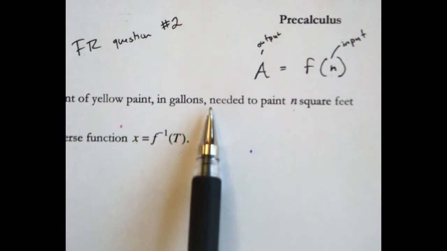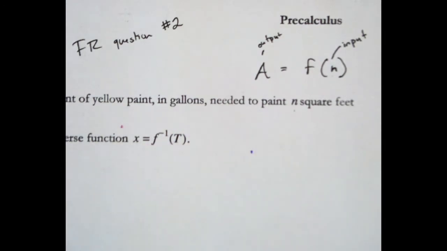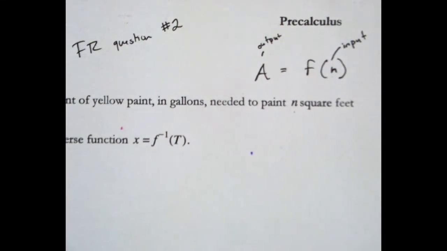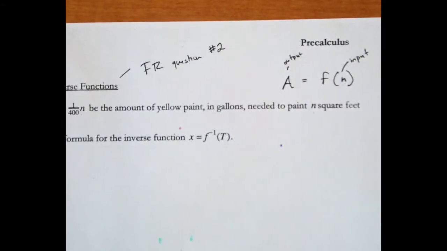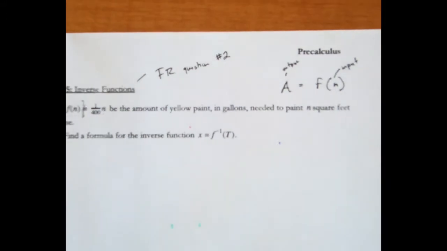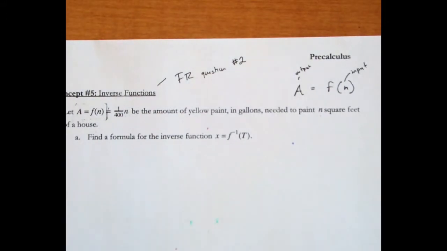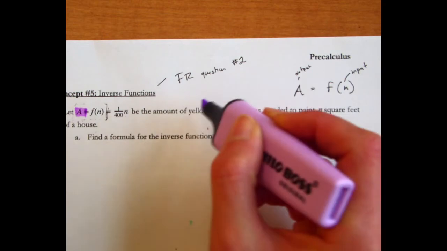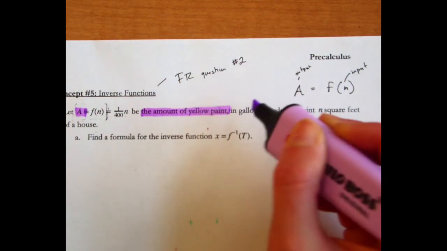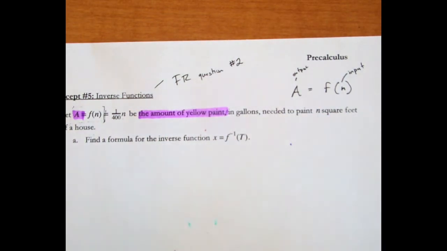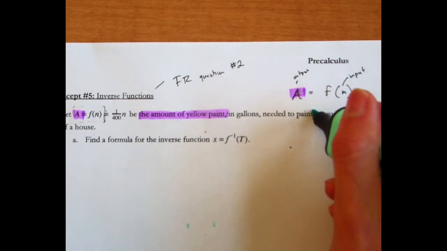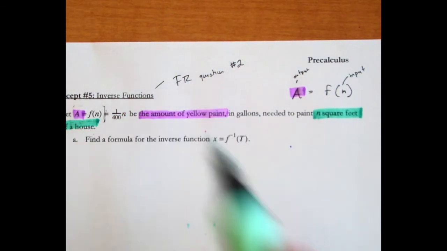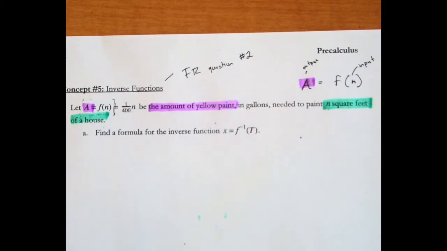So here we have, let A be the amount of yellow paint in gallons needed to paint n square feet. So we can see A is the amount of yellow paint, which is going to be our output, and to paint n square feet of a house, which is our input.